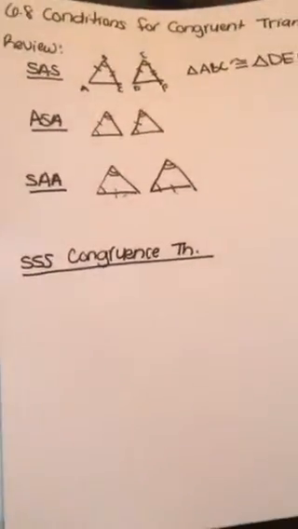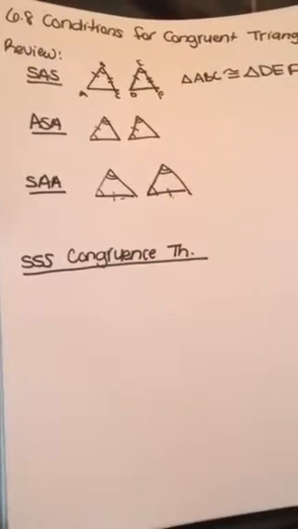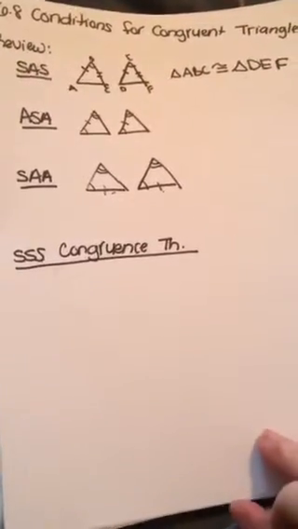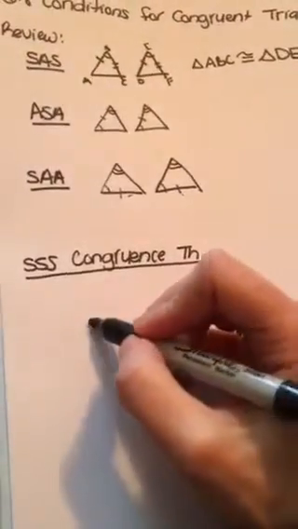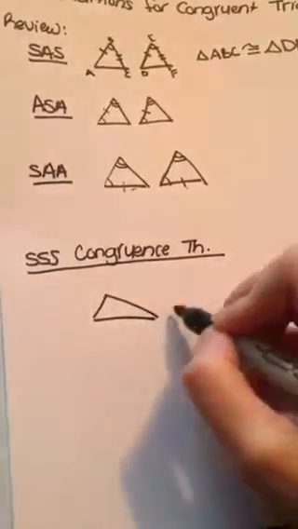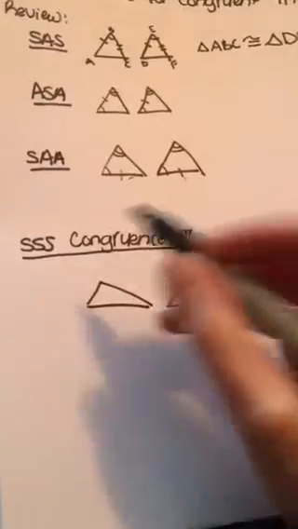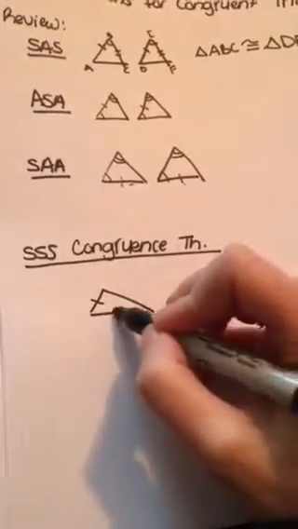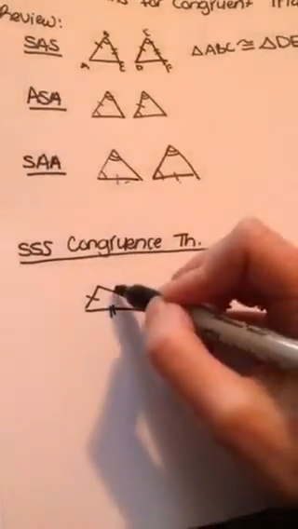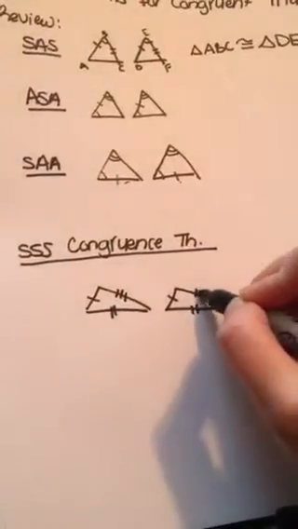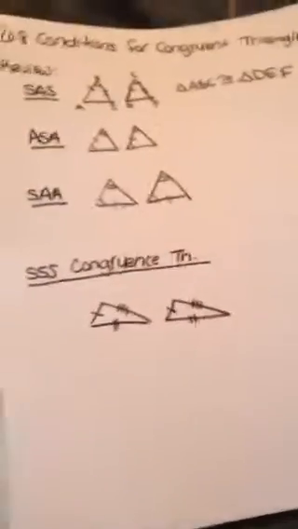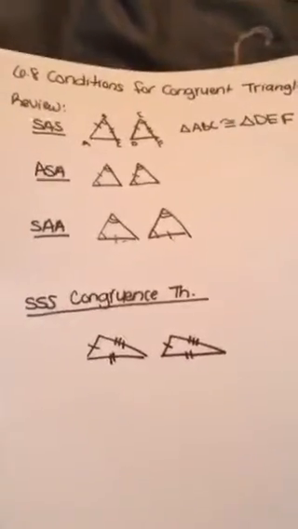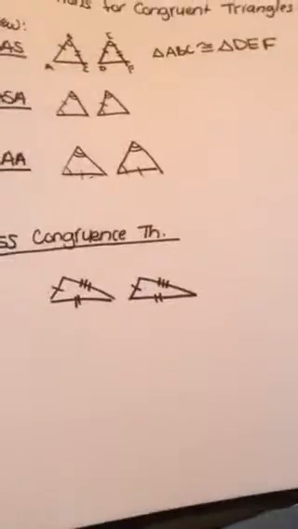Now today we're going to learn about a fourth condition for congruent triangles, and that's called side-side-side congruency. What that says is that if I have two triangles and all of their sides are congruent, then the two triangles are congruent. I'll show this to you in a practical way rather than just proving the theorem, because I think you will remember it this way.